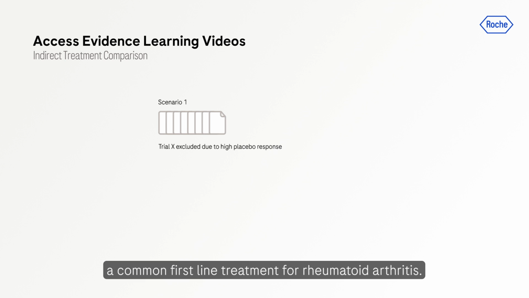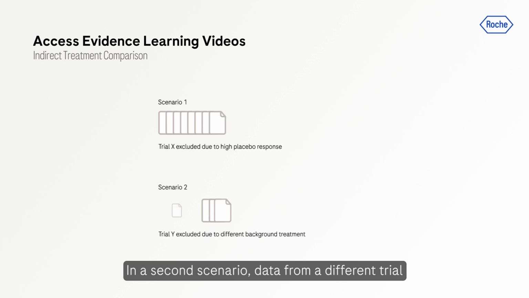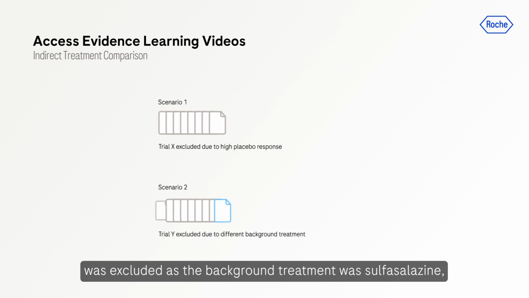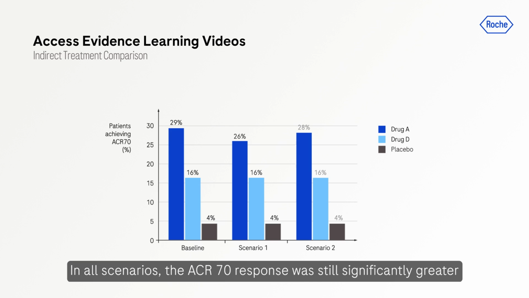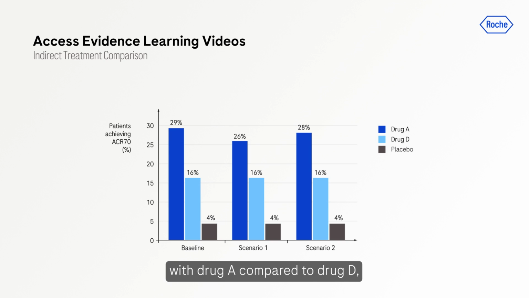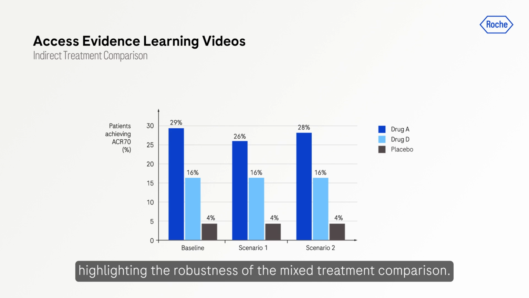In a second scenario, data from a different trial was excluded as the background treatment was sulfasalazine, which was not comparable to all other trials that used methotrexate. In all scenarios, the ACR 70 response was still significantly greater with drug A compared to drug D, highlighting the robustness of the mixed treatment comparison.